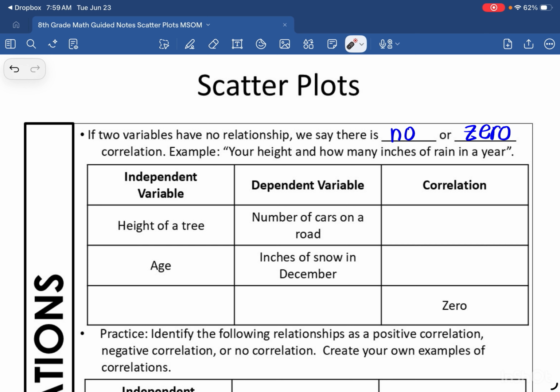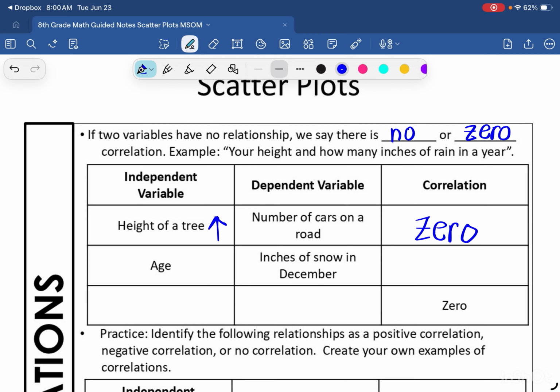Let's think about the height of a tree and the number of cars on a road. As the height of a tree increases, the number of cars on a road could increase, it could decrease. The height of a tree does not affect the number of cars on a road, so we will say there's zero correlation. The age and the inches of snow in December. So as your age increases, the inches of snow in December will not be affected. So that will be a zero correlation.